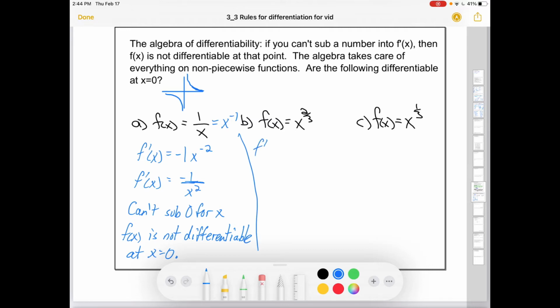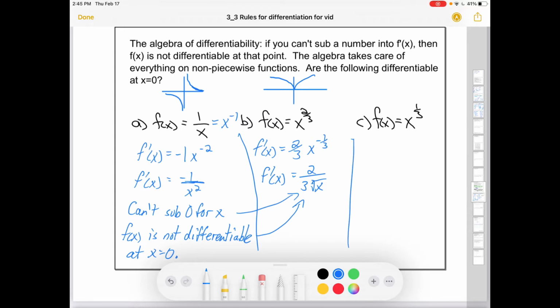We could do the same thing, though, for other ones. So if I wanted to find the derivative of this, it would be 2/3 x to the negative 1/3, or the derivative is 2 over 3 cube root of x. And again, can't sub 0 for x. It's not differentiable there. Again, it doesn't tell you why. If you were to look at the graph, the reason for that is that it has a sharp point there. It does exist, but the slope is not findable. But again, the algebra takes care of it for you. You can't put 0 into that f prime function because it would cause division by 0.